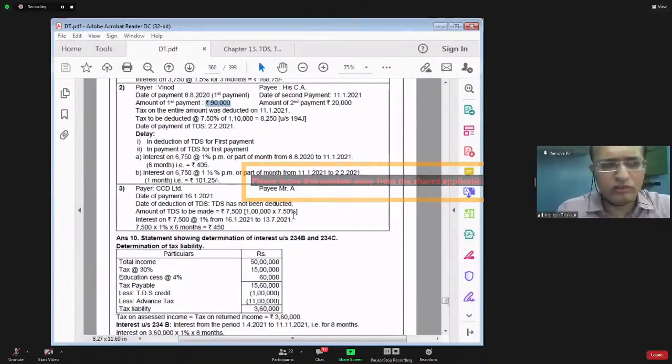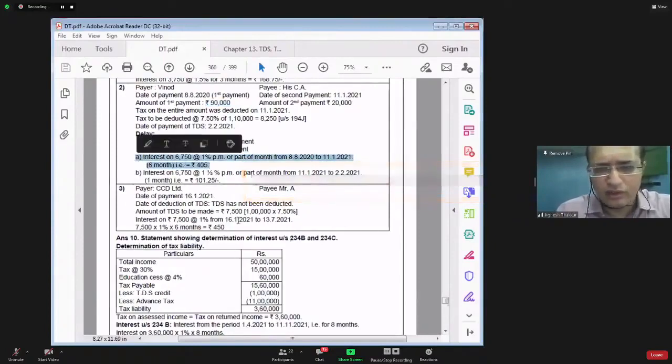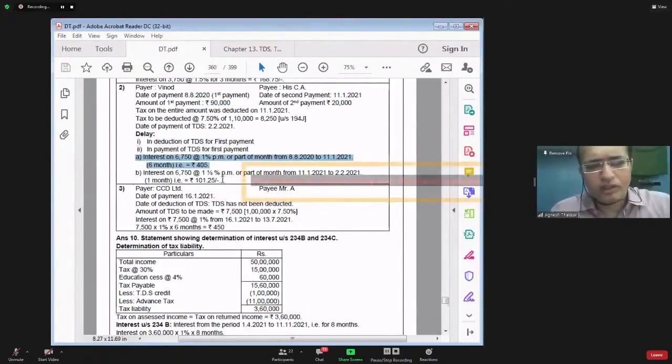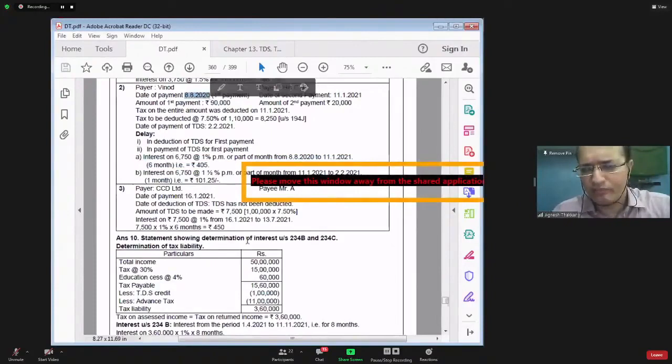Yes or no? So you get the amount of 405. Now you listen to me very carefully. See, the TDS which was required to be deducted on 8th of August, and this payment was required to be done on which date? 7th of September.